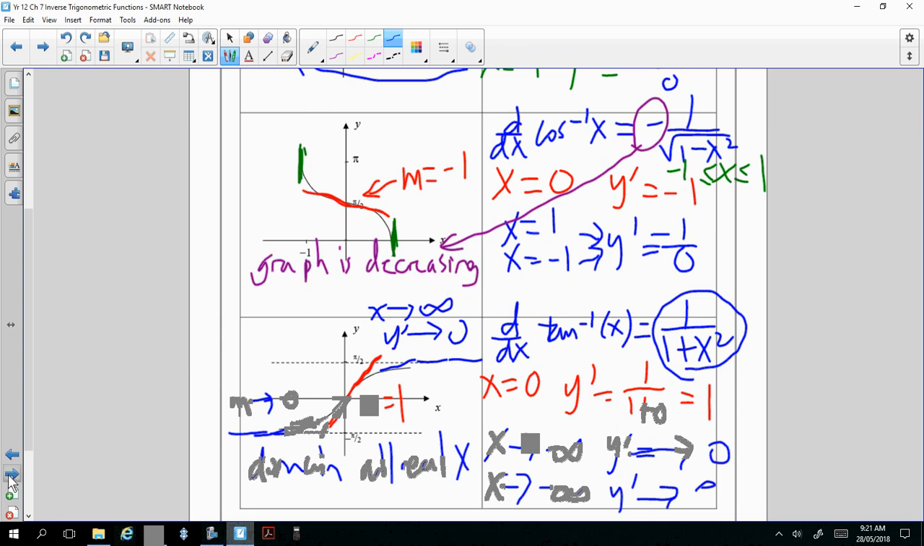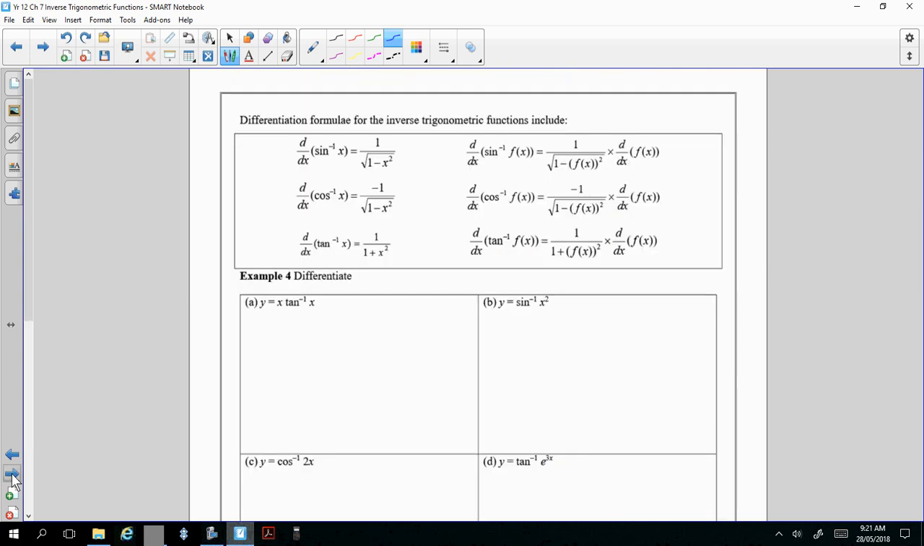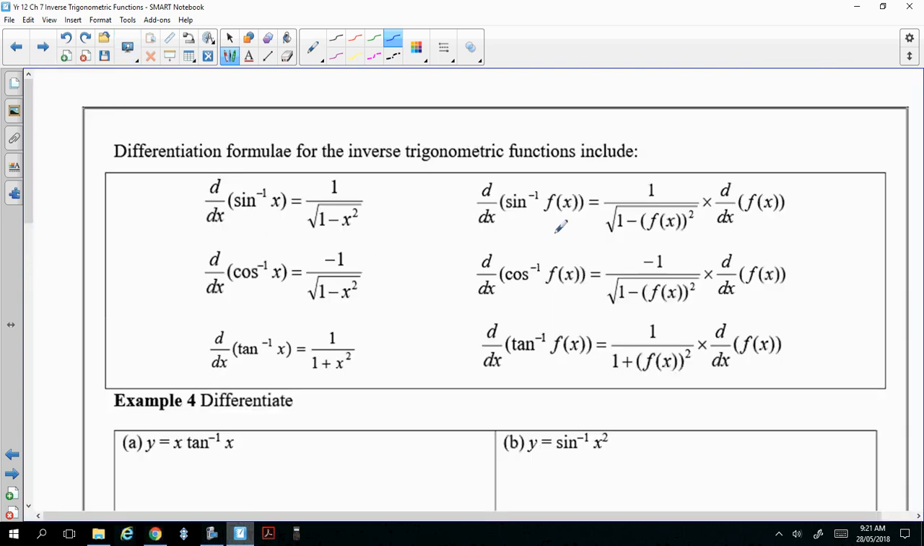So these are the 3 formulas, and we're going to use them to differentiate. And this one's the general version of this one, where you replace the x by f of x. So the only thing you change is where the x is, change it to f of x, and then you also have to times by the derivative of f of x. Okay, let's use these formulas to do them.